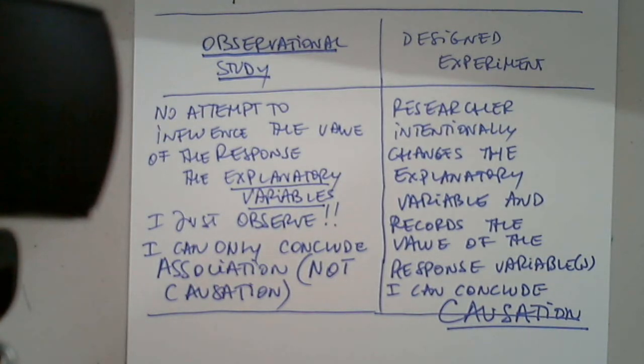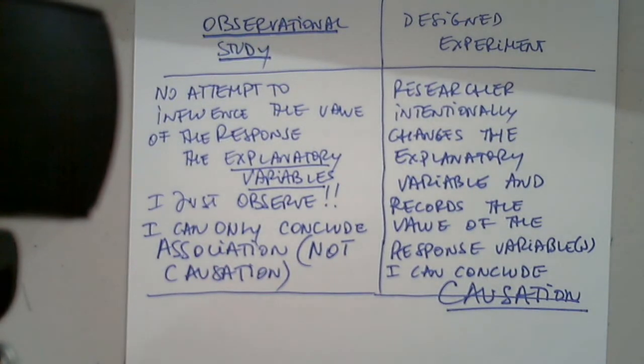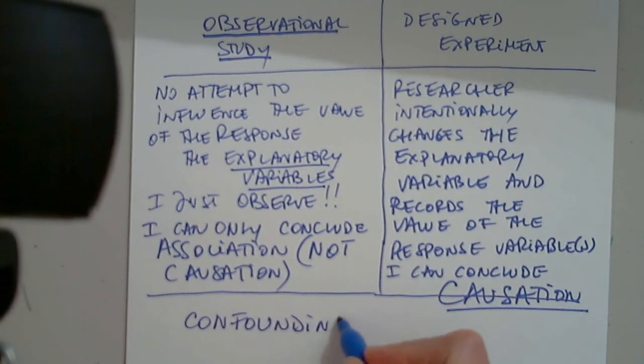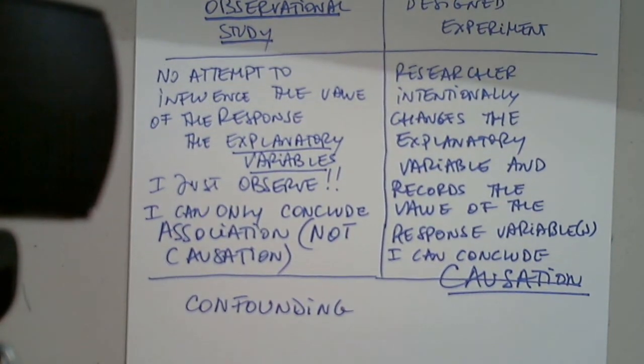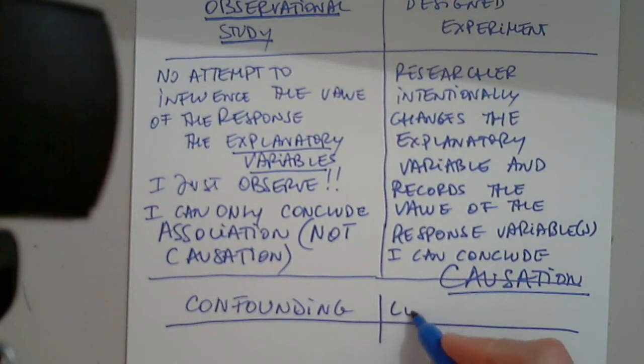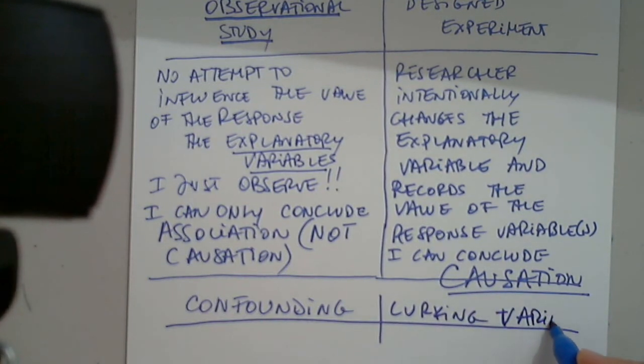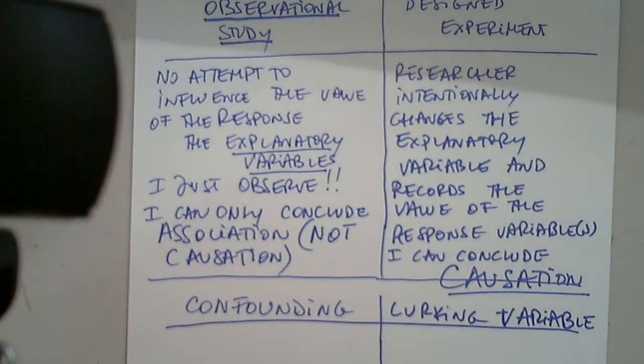Two pieces of information next. One is called confounding, and we'll talk about that for a minute. And then the other one, lurking variable. And we can start working on 1.2 after this.